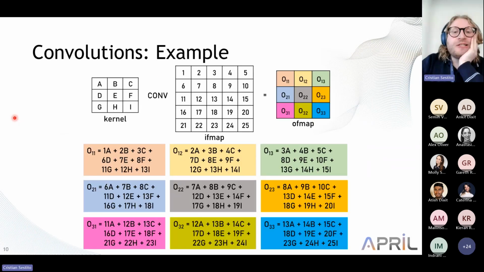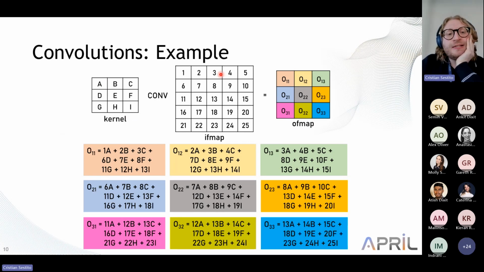Now, just to understand the mathematics behind it, I have considered a 3x3 kernel with weights from A to I, and a 5x5 input feature map with activations or pixels from 1 to 25. So if we start from the top left, the first window is this, and the first operation is highlighted by the orange box: 1 by A, plus 2 by B, plus 3 by C, and so on.